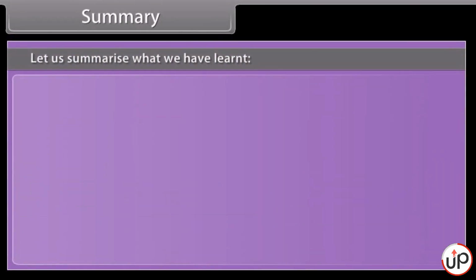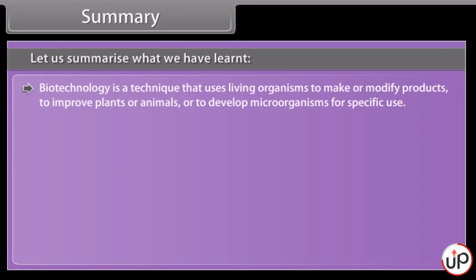Summary. Let us summarize what we have learned. Biotechnology is a technique that uses living organisms to make or modify products, to improve plants or animals, or to develop microorganisms for a specific use.